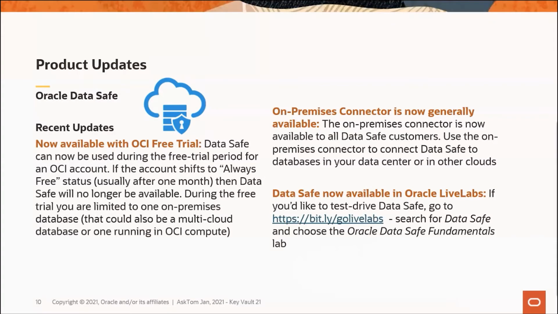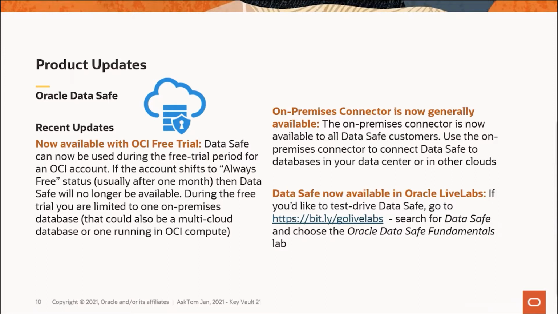Okay. Another product update I want to fill you in on is around DataSafe. There's always changes in DataSafe. It's a very fast-moving product because it's a cloud service. Here's what's new since the last Ask Tom session. DataSafe is now available during OCI free trials. So for the length of your free trial, you are now able to consume DataSafe. There are some limitations on that. You are limited to one on-premises database target, and that can either be truly on-premises or it could be a database that's running in Azure or Amazon.